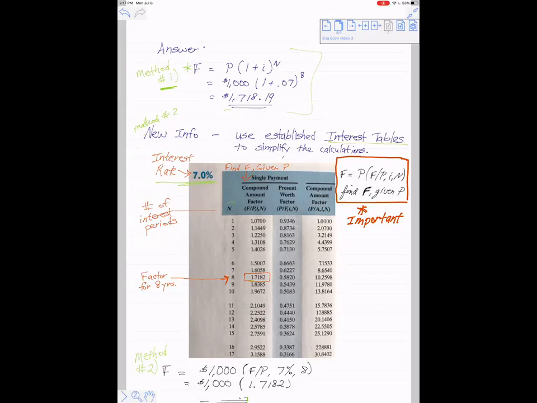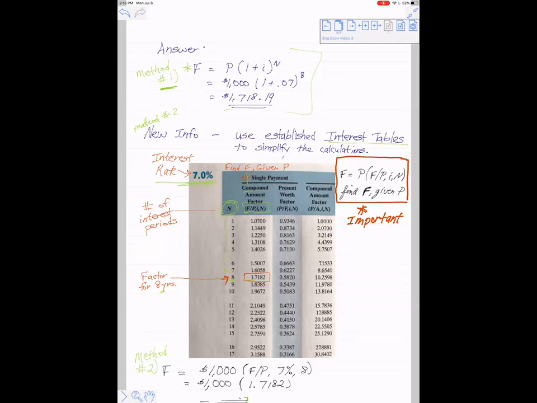So the number of interest periods is given as N. So you just read down here. In our problem, we were at 8 years. So I'll go over down to line 8. And I have to decide what column to work in. Here we are finding F, finding future value, given some present value. Find F given P. So compounding that present value to some future value is this first column, find F given P, I, and N. So I go down that 7% interest table, go down this column to line 8, 8 compounding periods, and there's my factor, 1.7182.